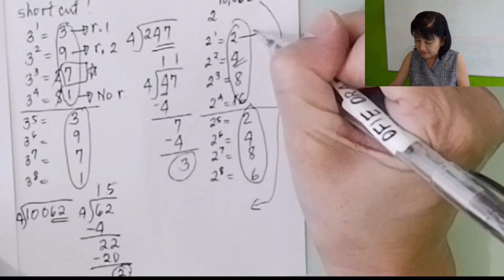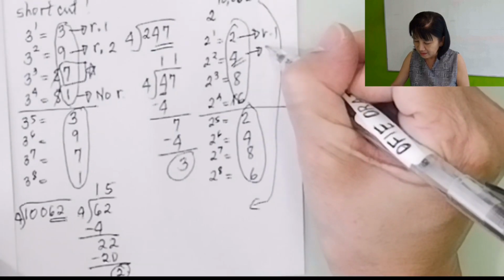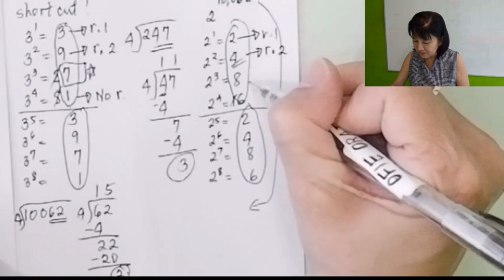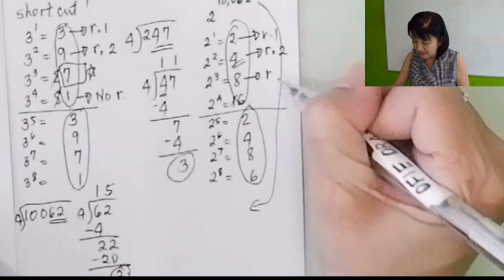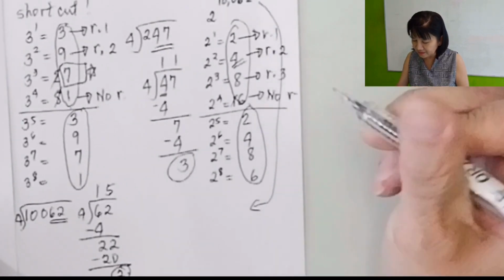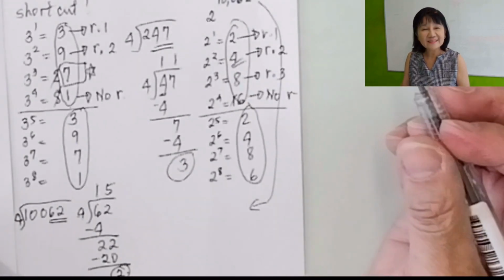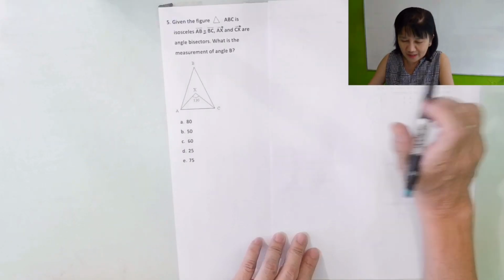Your last digit is 2 if the remainder is 1. 4 if the remainder is 2. The last digit is 8 if the remainder is 3. And if there is no remainder, your last digit is 6. Did you get that? Okay. Let's proceed to problem number 5.